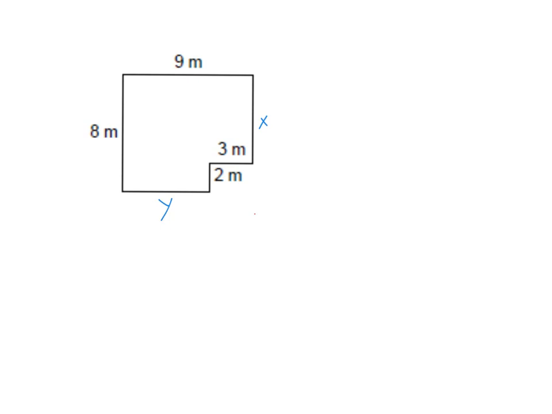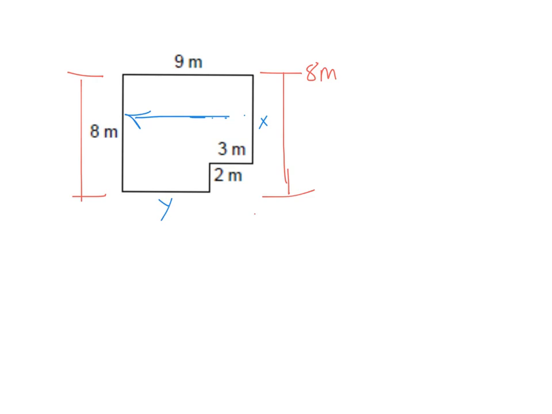How can I find out x? In order to find x, I need to look to the opposite side. The opposite side of this one here is this side over here, and I'll draw a little line so you can see that. And the length of that line is 8 meters. That means from here to here is also 8 meters. This line is 8 meters.